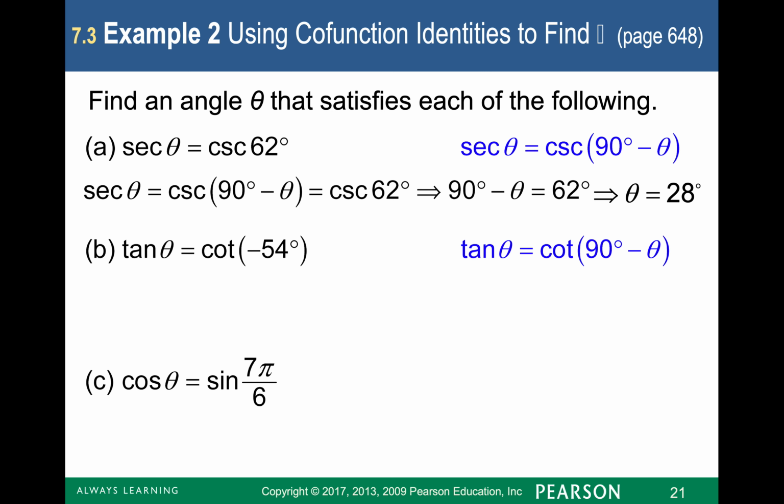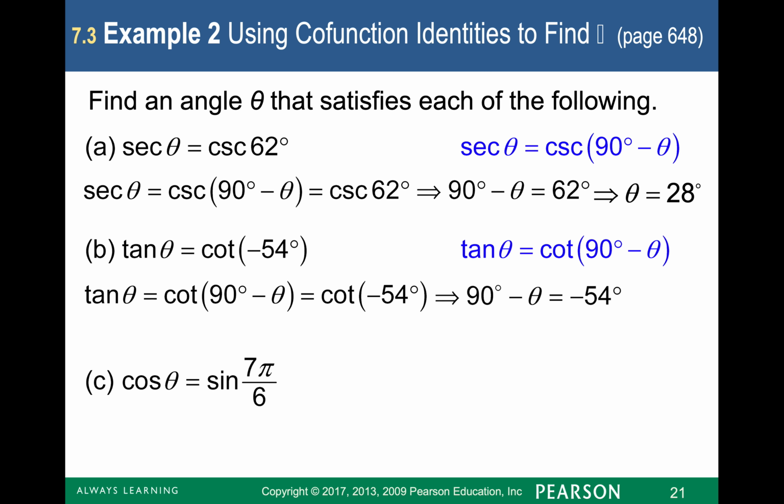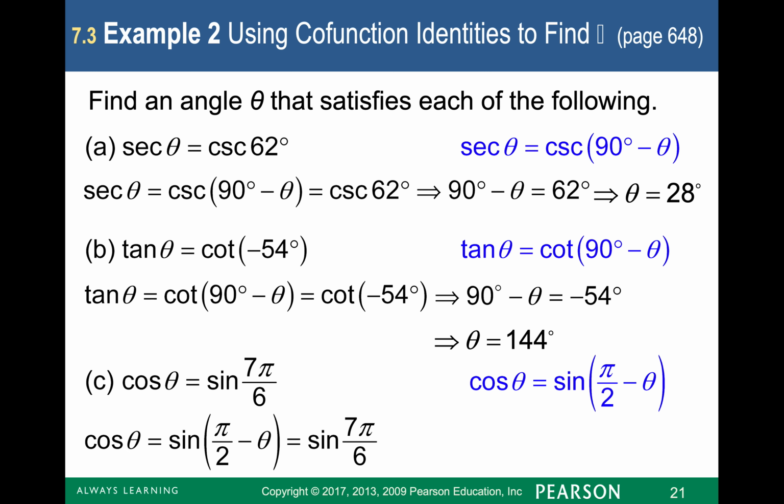If I do tangent theta equals cotangent of negative 54, and I'm trying to find that value for theta, I know that tangent is cotangent of 90 minus theta. So I'm going to say, well, what is 90 minus theta equals negative 54? What is the answer to that question? It's going to be 90 minus theta equals 54, setting those insides equal to get 144 degrees as my theta. Here with the cosine, I'm going to relate them again so that I get my final answer that theta has to be 7 pi over 6.